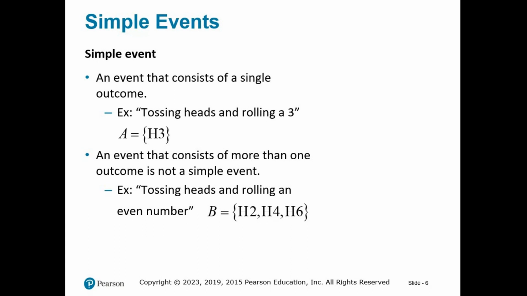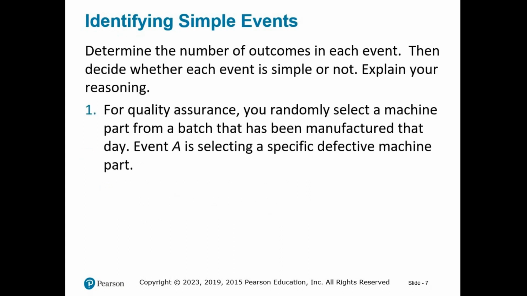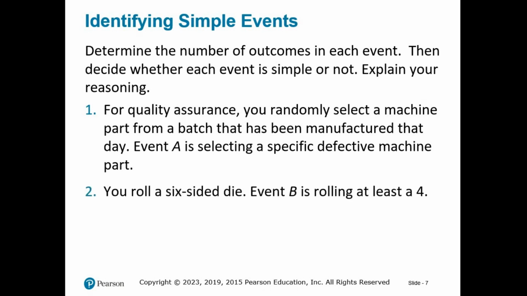So let's practice this. Determine whether the event is simple or not. Number 1, for quality assurance, you randomly select a machine part from a batch that has been manufactured that day. Event A is selecting a specific defective machine part. Number 2, you roll a six-sided die. Event B is rolling at least a 4. Pause the video and see if you can figure out which event is simple and which event is not simple.